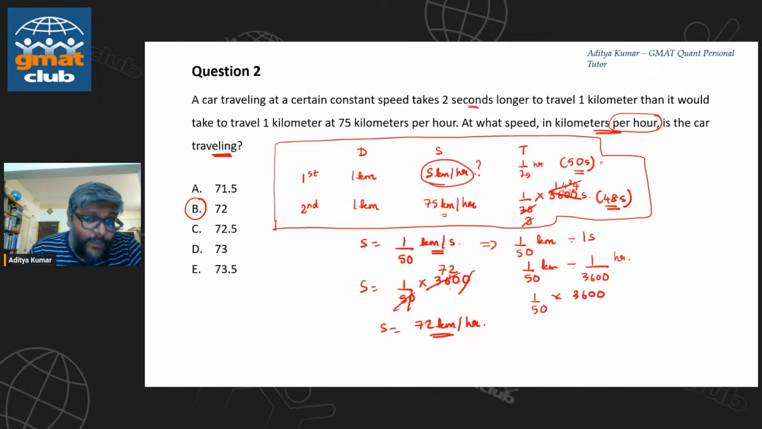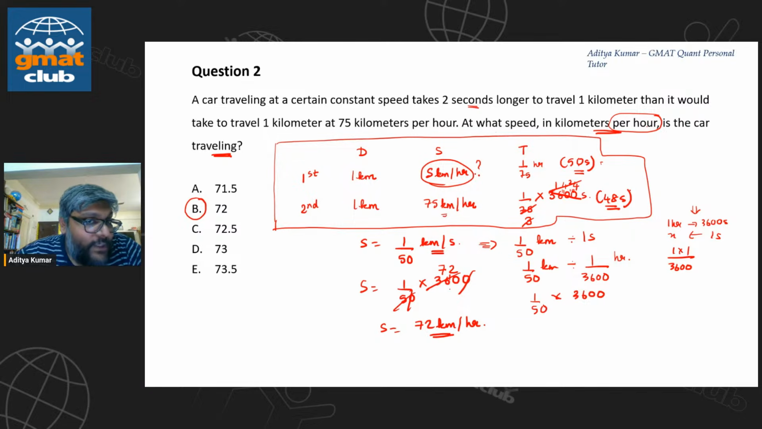For people who did not understand how I got the 3,600 directly, this is the process. 1 by 50 kilometers divided by 1 second, right? So if 1 hour is 3,600 seconds, then 1 second is how many hours? 1 into 1 divided by 3,600. So 1 by 3,600 hours. It's like what we discussed in the last topic of rate, time, and work, the concept of proportions, right? You cross multiply here. So I change that to hours by dividing by 1 by 3,600. To change the division to multiplication, you flip it around and then you do the calculations, right? So you see what I did, right?